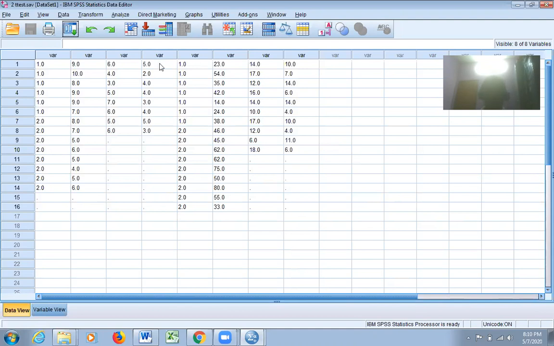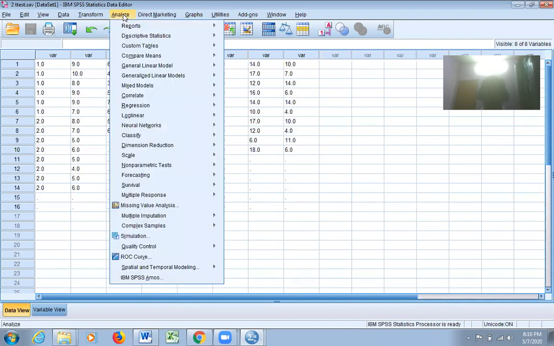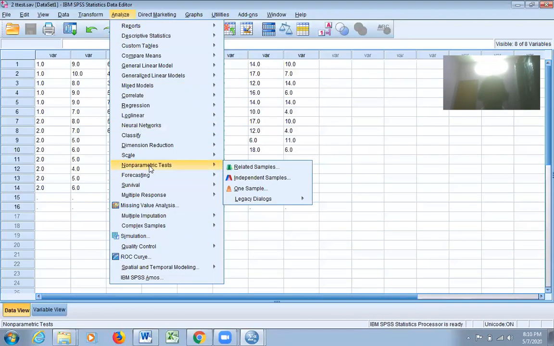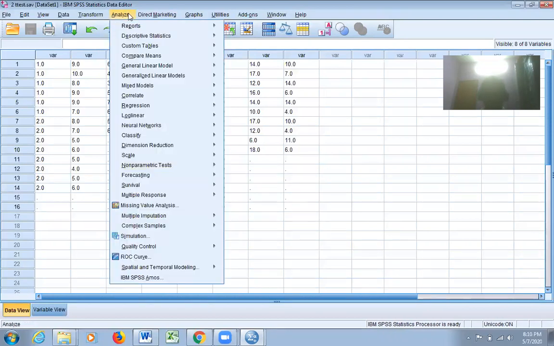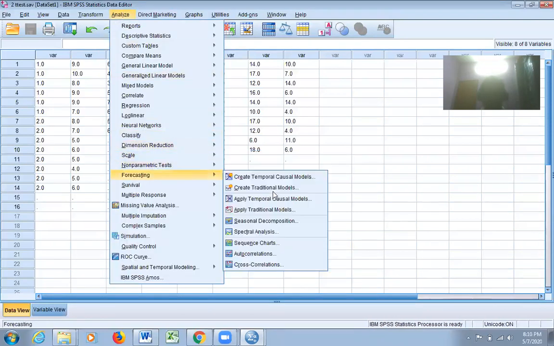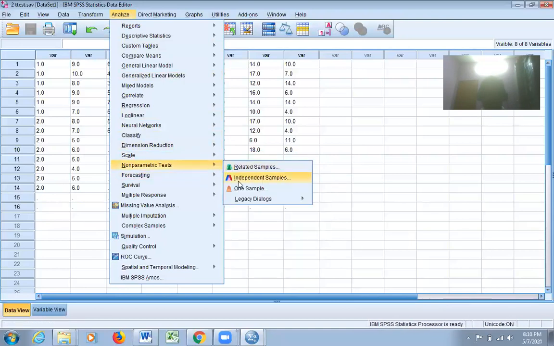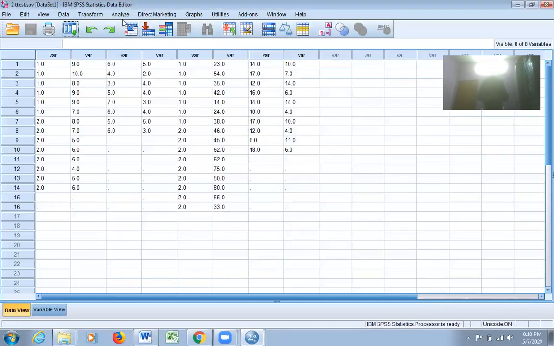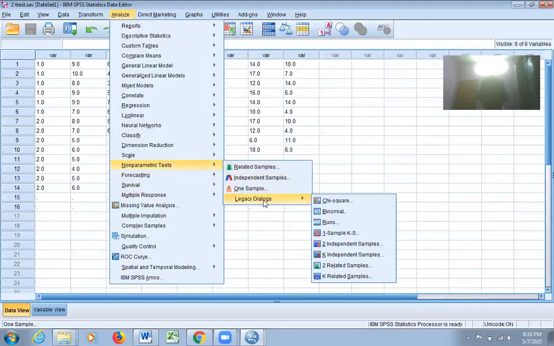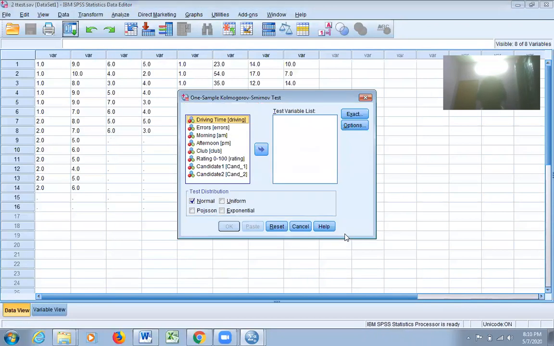For example, I go to analyze. In analyze, I go to non-parametric tests. Then I go to one sample. Either you go this way or analyze, non-parametric, legacy dialogs. In legacy dialogs, you can have one sample case. You can go anywhere you like. So let me come to one sample case test. I want to check whether the data is normally distributed or not.